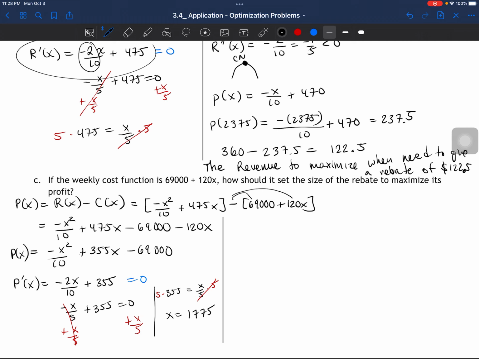But that's not what they're asking us. How should it set the size of the rebate to maximize its profit? So that means we need to figure out how big the rebate needs to be to maximize the profit. We need to find the price and then compare that to the regional price. So how much is going to be the price level when we are producing 1,775?